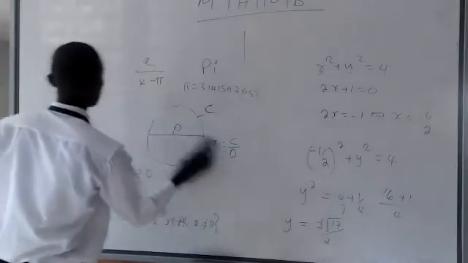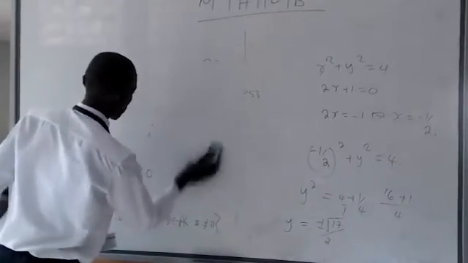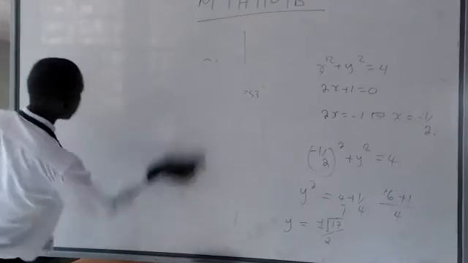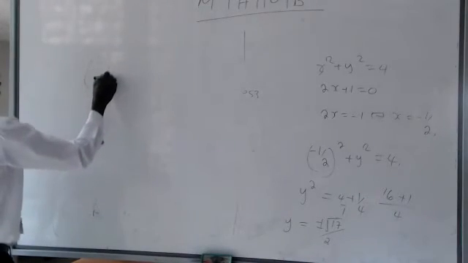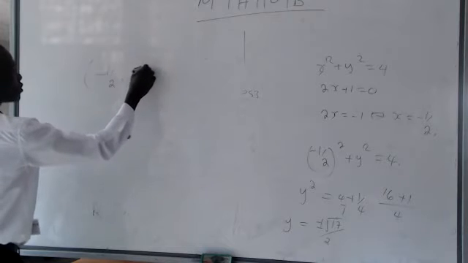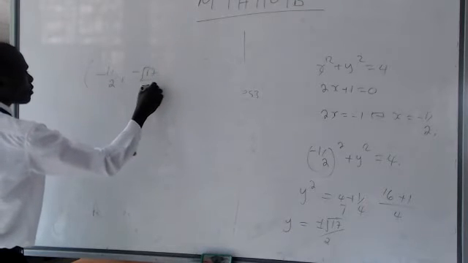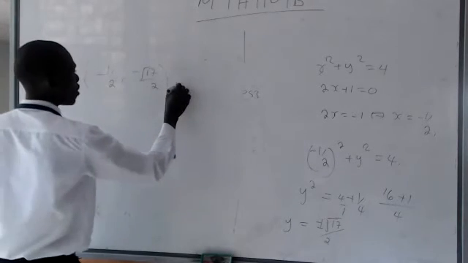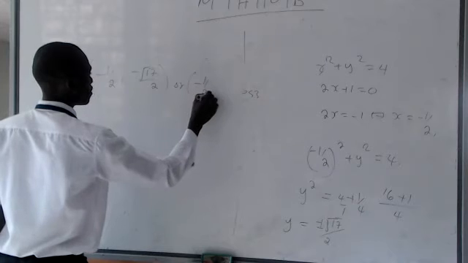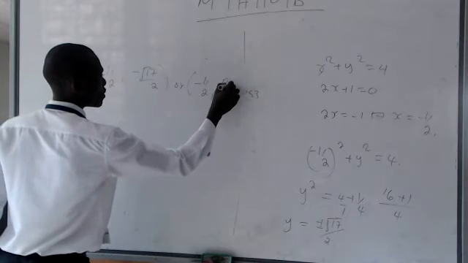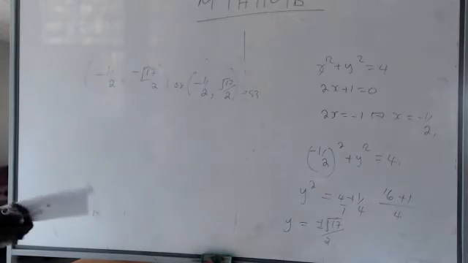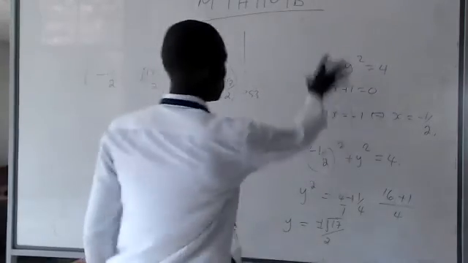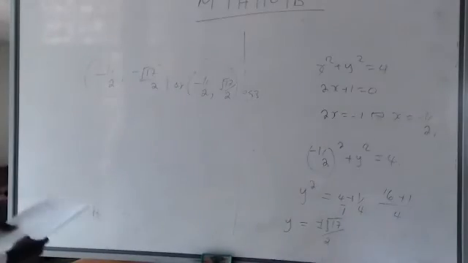So this system will be solved by the following two ordered pairs. Either negative a half and negative root 17 divided by 2, or negative a half and root 17 divided by 2. Those will be the solutions for this system.